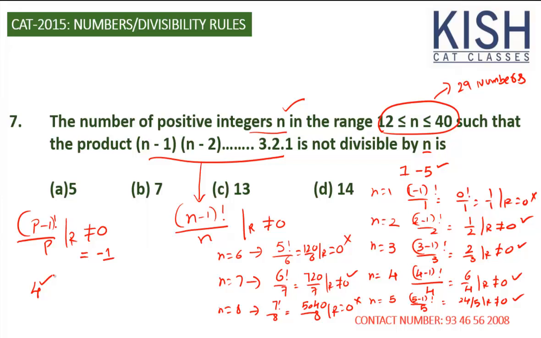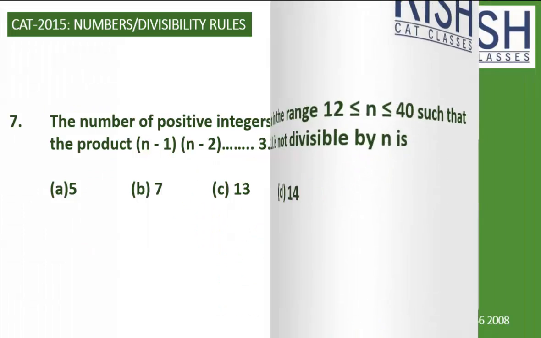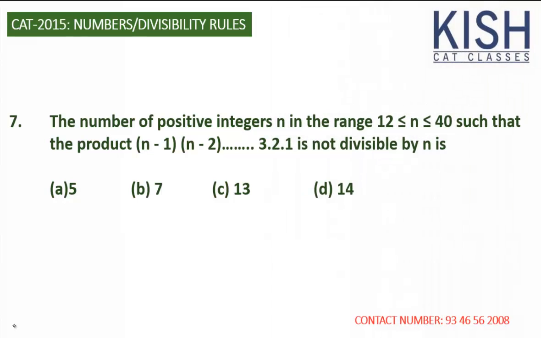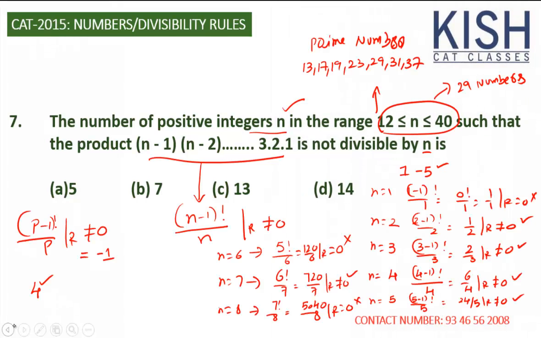Now, from 12 to 40, we need to consider all the prime numbers. From 12 to 40, prime numbers are 13, 17, 19, 23, 29, 31 and 37. That's it, 37. So 7 prime numbers are lying from 12 to 40, where the prime number minus 1 factorial by prime, the remainder is not 0.